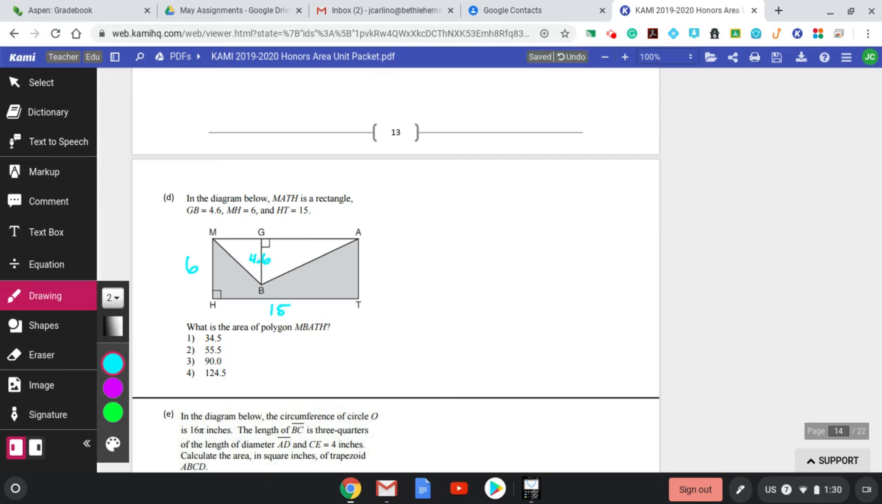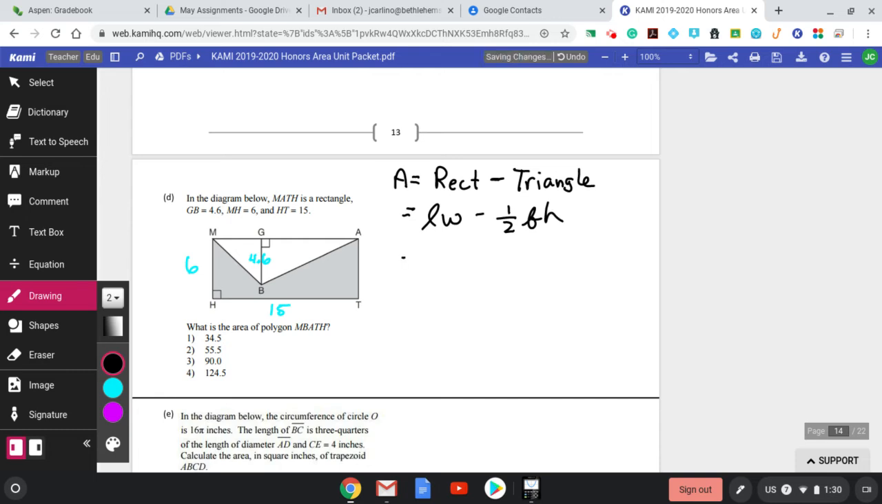Okay, so they're asking for the area of that shaded region. All right, so let's make a plan first before we write down any numbers. The area of that shaded region is going to be the area of the rectangle, the whole thing, minus the unshaded part. That's a triangle. So we're going to do length times width minus 1/2 base times height.